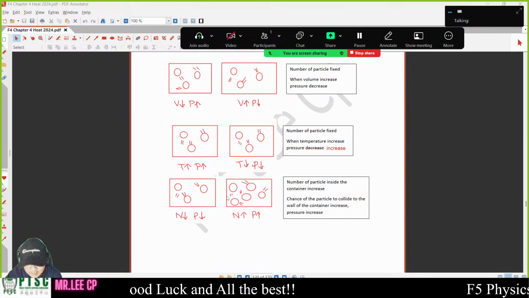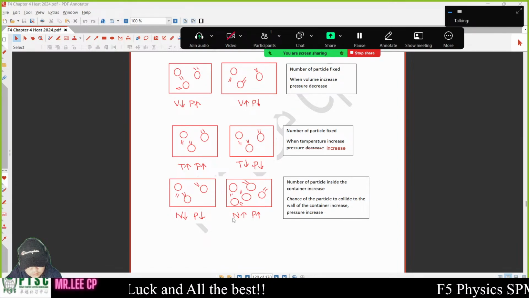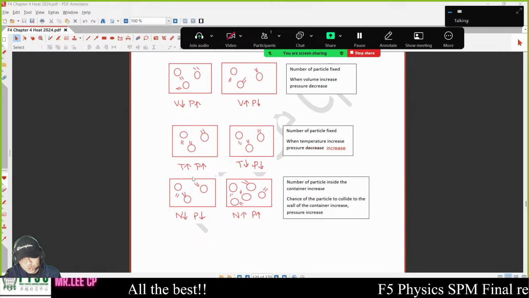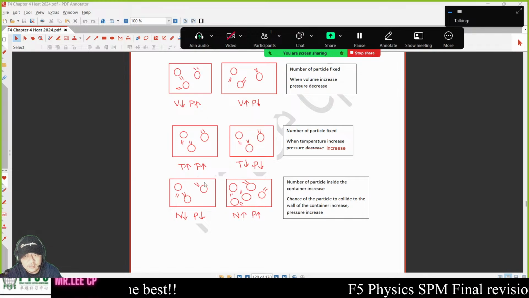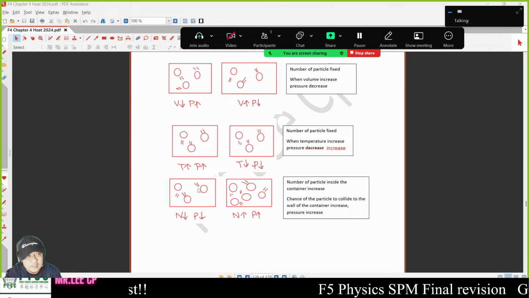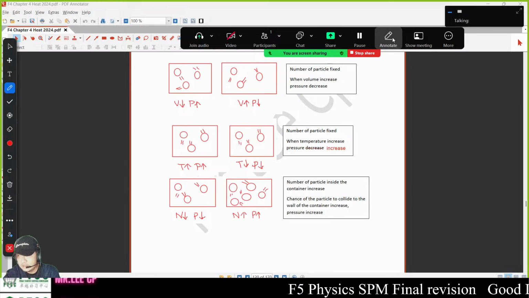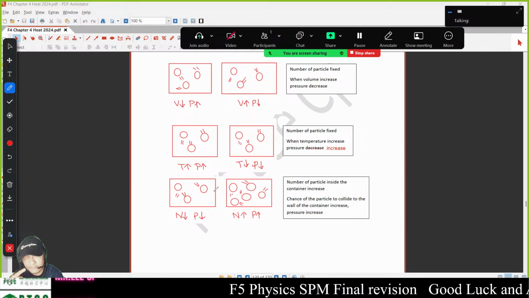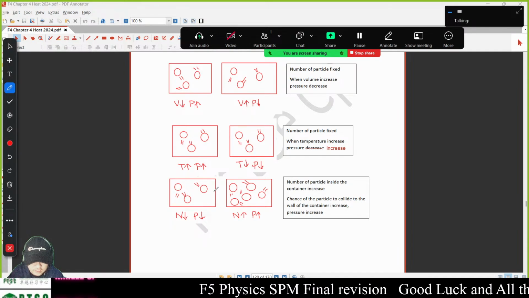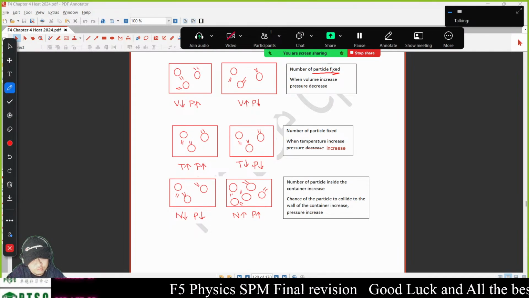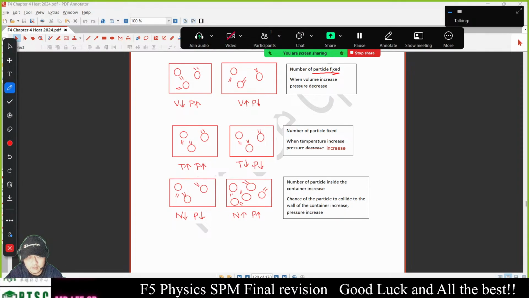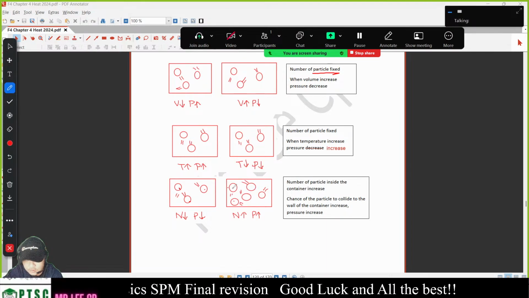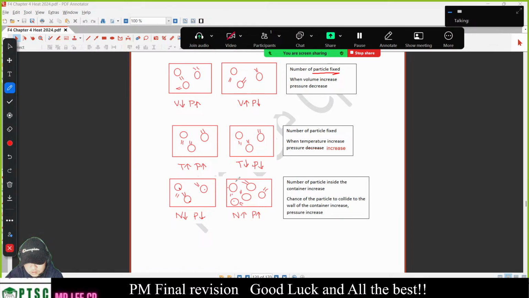Okay, now when the number of molecules is more, this one will not come out in Boyle's law, Charles' law, and Gay-Lussac law. This one can come out in the objective only, because it is not included in the gas laws. For Boyle's law, Charles' law, and Gay-Lussac law, the number of molecules must be fixed. When the number is more, it is easy for them to hit the wall, so the pressure will be higher.